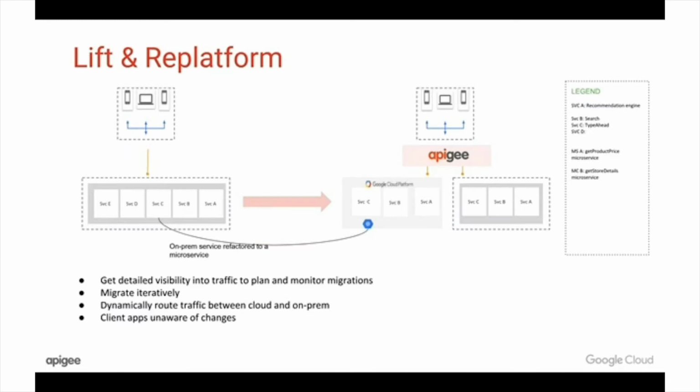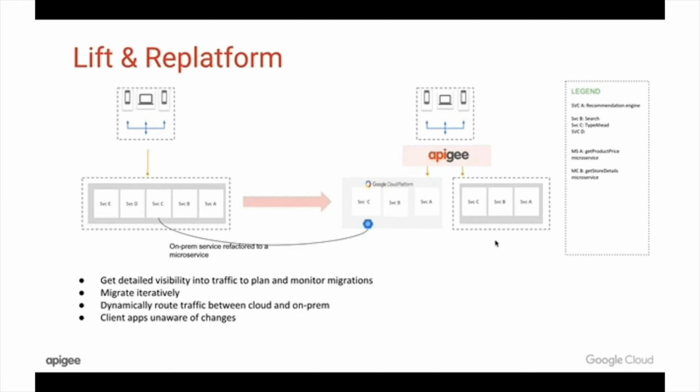Let's look at how Apigee helps with the lift and replatform. So when you are doing a lift and replatform, let's say you have 5 different services which are running in VMs inside a monolith on-prem. Now you want to take those services and rehost some of them in GCP. You are still running them as VMs, but now you are running them in Google Compute Engine in GCE.